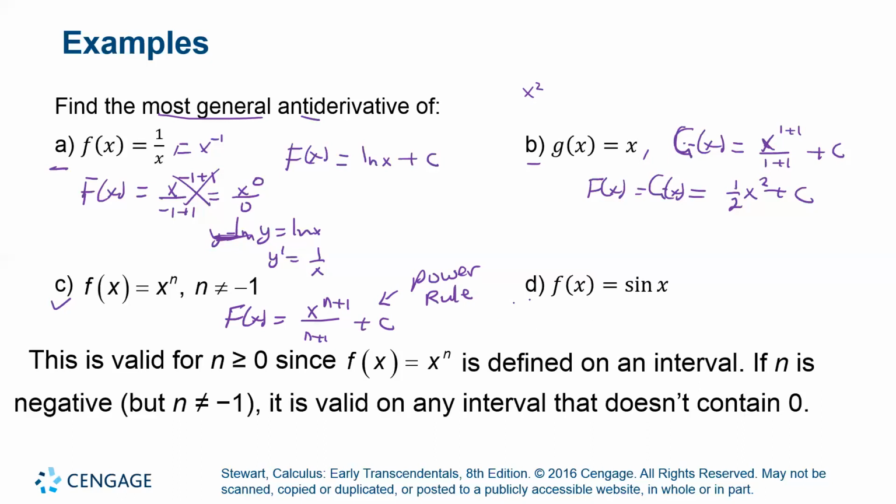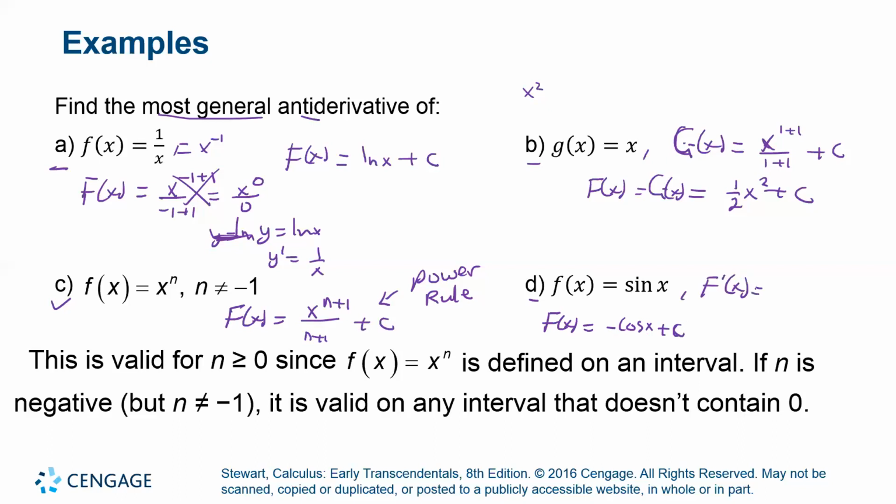Okay, let's go to part D. What is the antiderivative of sine of x? That is, when I differentiate that function, I get sine of x. Let's try this here. If you differentiate cosine of x, you get negative sine of x. So we have to put a negative in front of this, plus c. Let's test if that is true.